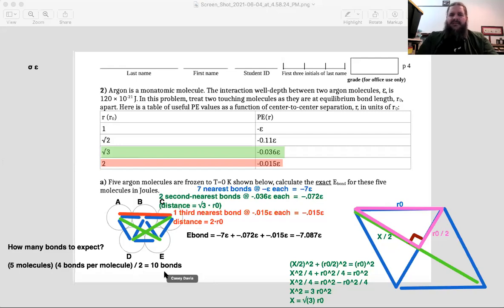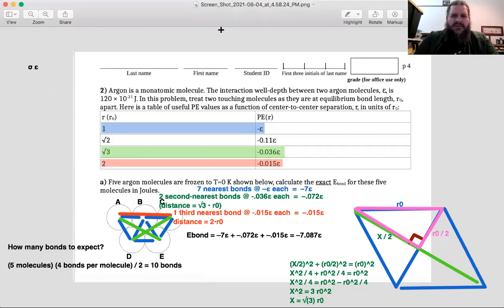Any other questions on that? Or any other questions on the bond energy stuff in general? Are you going to go through part B as well? Oh, was there a part B to this? Well, let me see if I've got that. What was part B asking about?